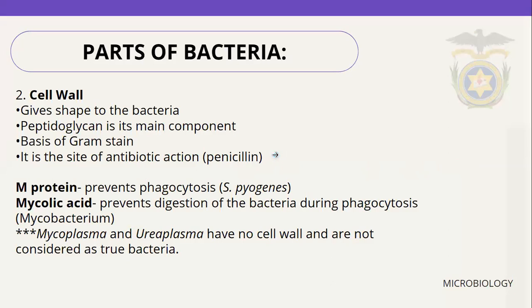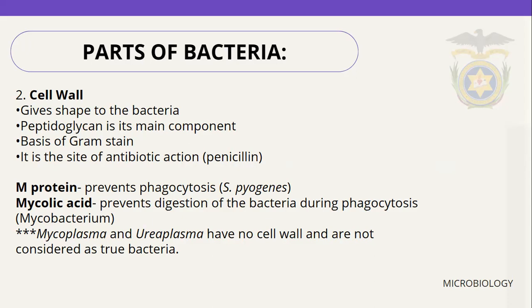The next one, we have the cell wall, and it gives shape to the bacteria. Peptidoglycan is its main component, and it's the basis of gram stain, specifically the murein layer. So always remember that gram positive has a thick, rigid peptidoglycan layer, while gram negative has a thinner peptidoglycan layer, and it is also the site of antibiotic action. For example, we have the penicillin.